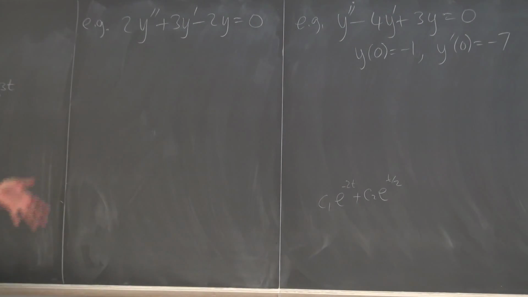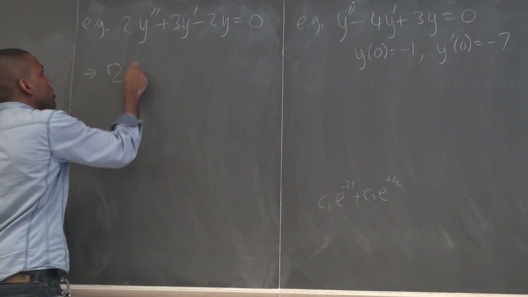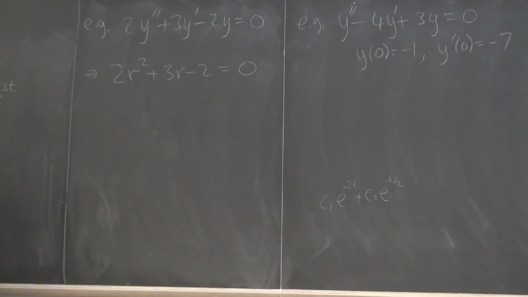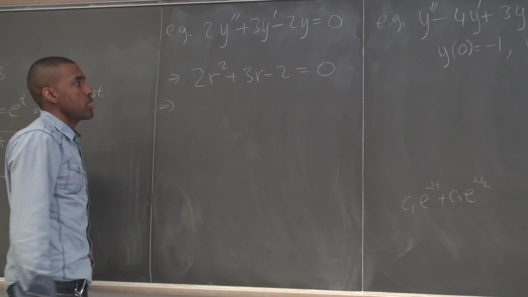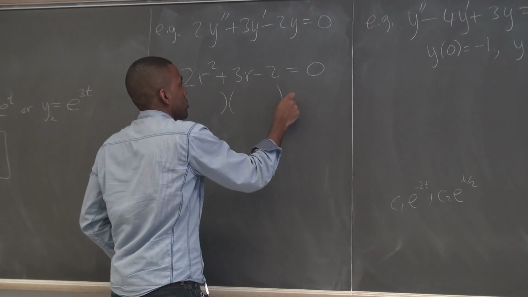I don't expect you to explain all that. I expect you to know it. So you see this, you immediately jump to the quadratic. Then you want to solve this. How did we solve that? It's going to be negative 3 plus or minus the square root of 9 plus 16, over 4.